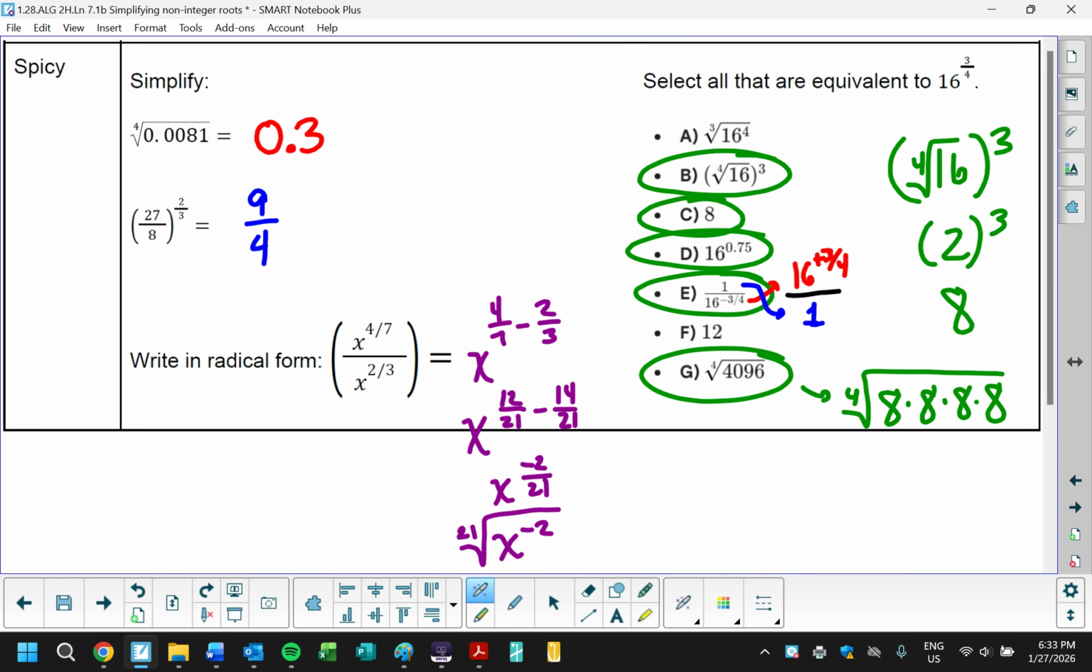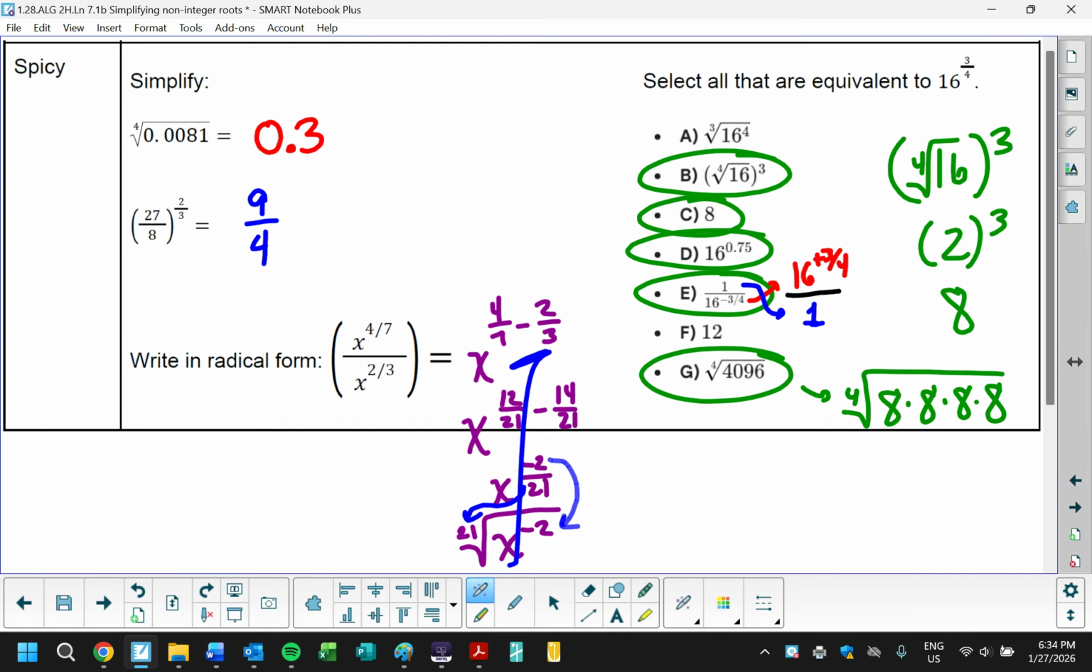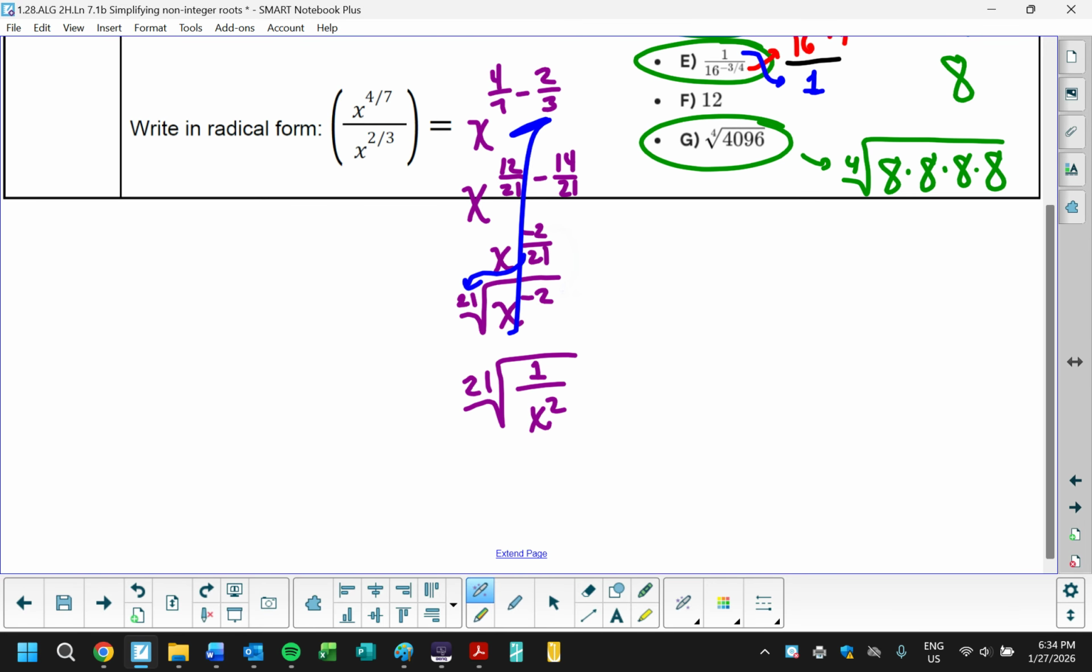And I found this last one to be really interesting. So remembering, please, that when we are dividing powers with the same base, you can simply subtract the exponents. Finding that common denominator would lead us to x to the negative 2/21, which means we can put the numerator as the exponent and the denominator as the index. Now, we don't want to leave anything when possible as a negative root.